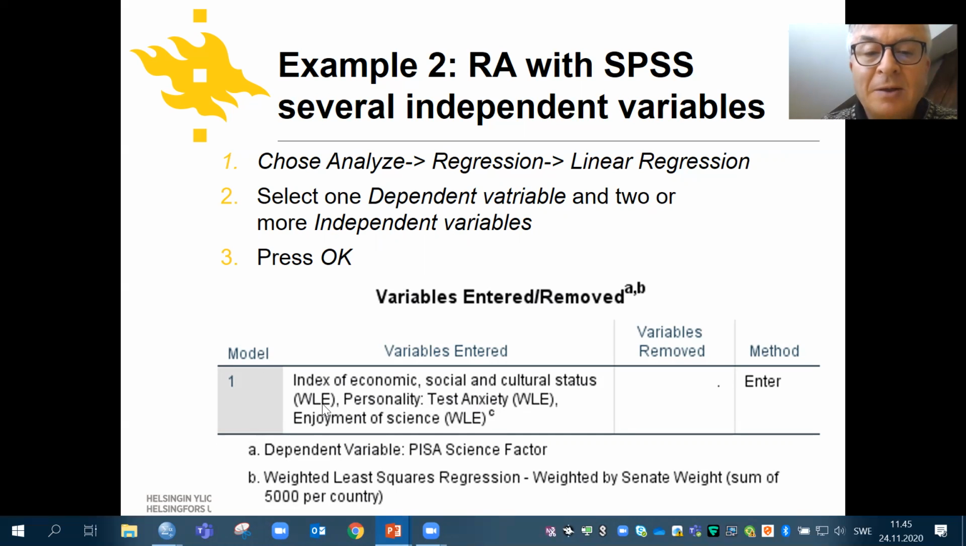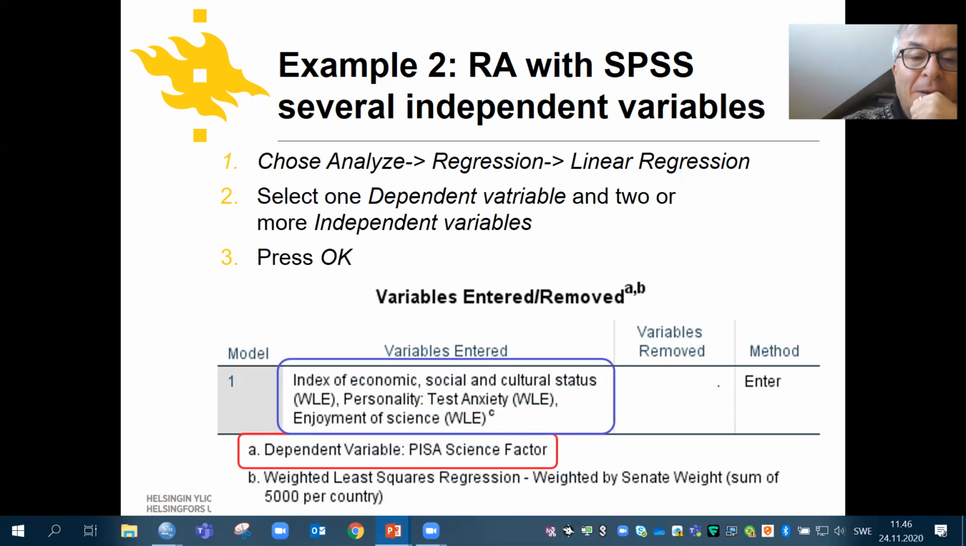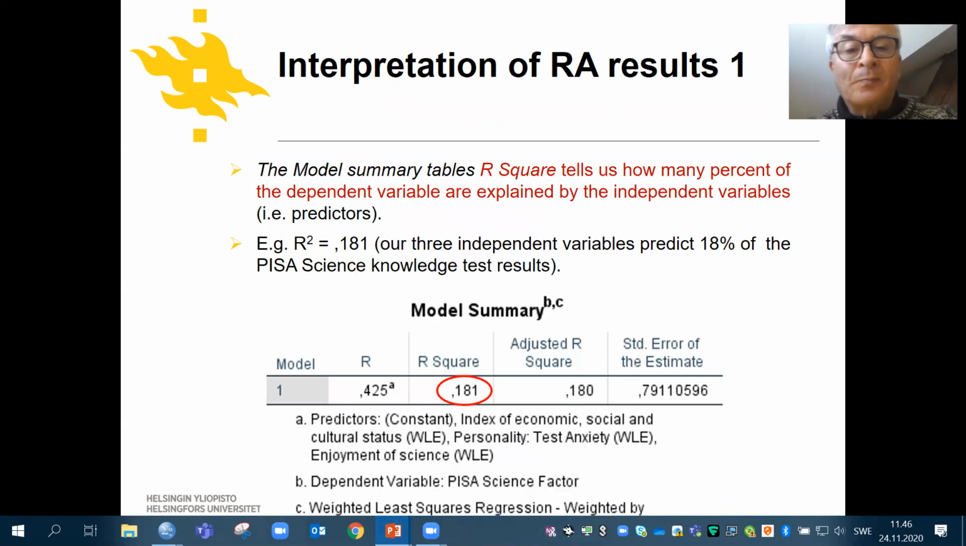So it still has one dependent variable, but then we have 3 different independent variables. The first here is the index of economic, social, and cultural status of the parents or the home. Second, we would have the test anxiety of the student, and the third would be the one that we already had, enjoyment of science of the student. So one tells about the environment in which you grow up and your parents, and the second and third tell about the way the individual students feel. That's where we have the dependent variable, and again the independent variables. And then it looks the same, but something has changed.